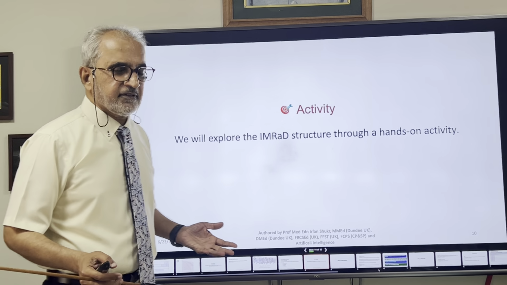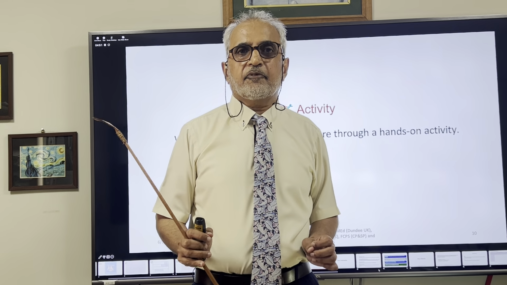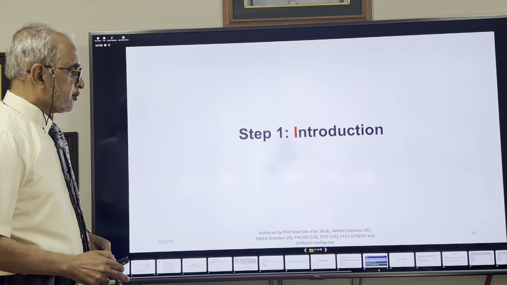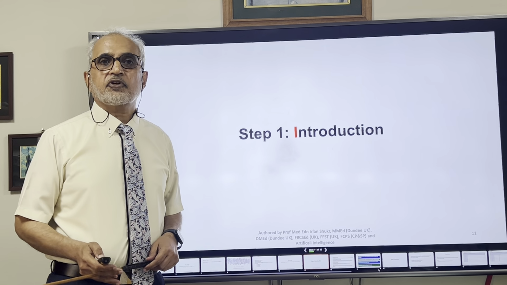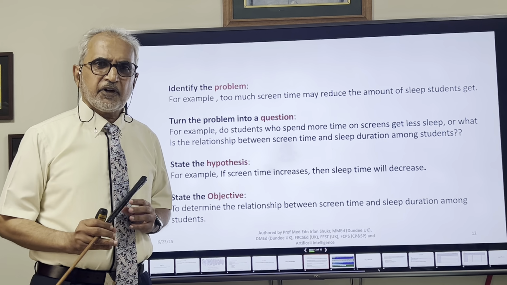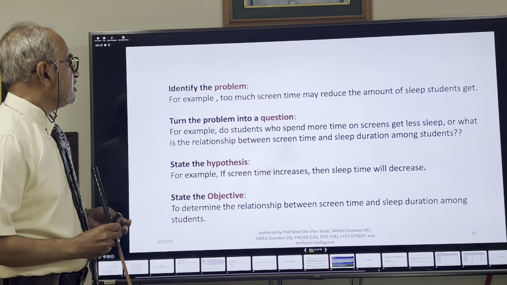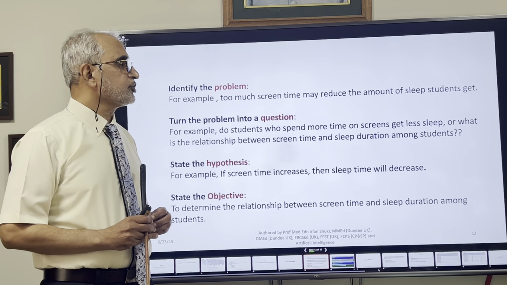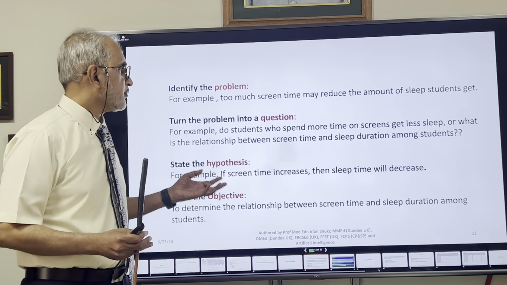So let's do an activity to understand this structure of IMRaD. Let's understand step 1, IMRaD, I for introduction. First of all, one has to identify the problem. For example, I think that there is a problem that too much screen time may reduce the amount of sleep the students get, and this is an important issue nowadays which we face.